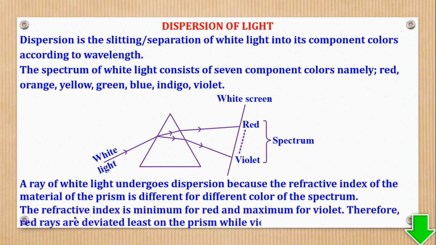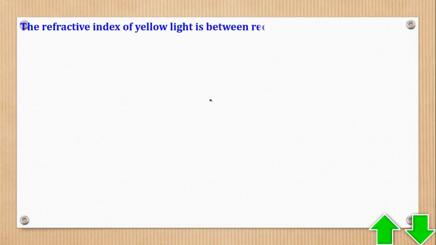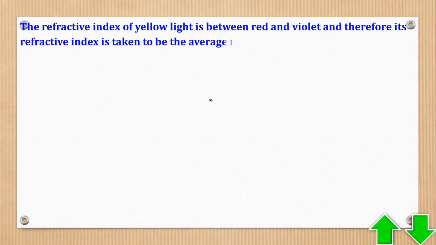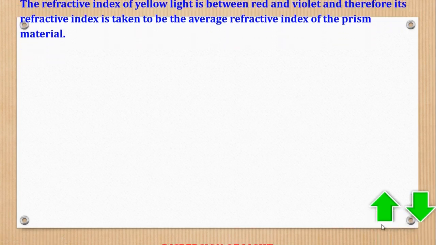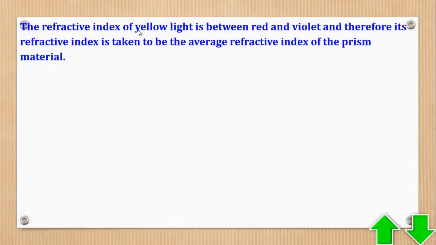Then we should note that the refractive index is minimum for red and maximum for violet. That is why red is here and violet is here. Then you should also realize that the refractive index for yellow light is between red and violet. If you look at these colors, remember they are 7, and yellow is at the midpoint. That is why we say it is between red and violet, and therefore its refractive index is taken to be the average refractive index of the prism.